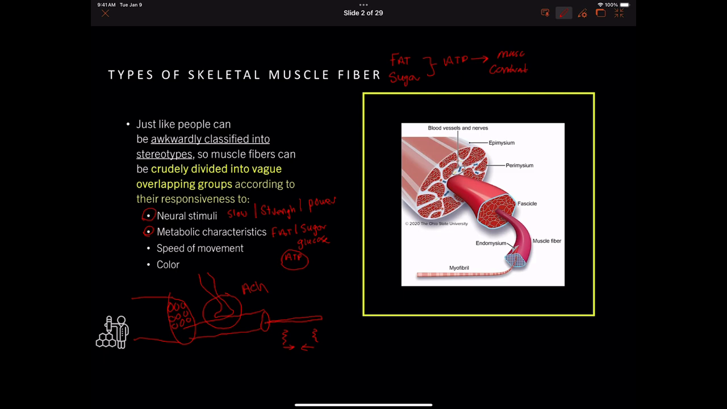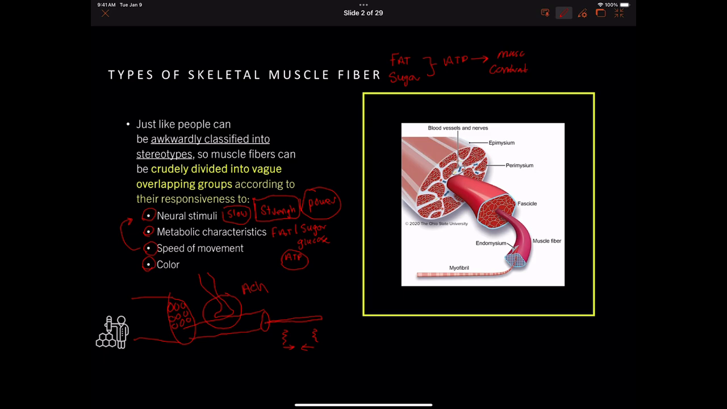So also we have speed of movement, and that's what I just showed you up here. So the neuron will determine how quickly a muscle fiber can contract. Okay. Again, are we going to have a slow contraction? Are we going to have a forceful contraction, or are we going to have a quick, powerful contraction? And then the color of these muscle fibers are also different. And those colors are different based upon how much myoglobin a muscle fiber has. And we talked a little bit about myoglobin in class, and I'll reiterate what myoglobin is in this class.